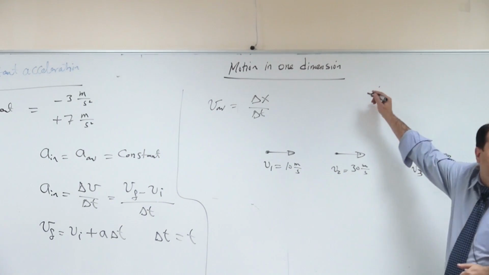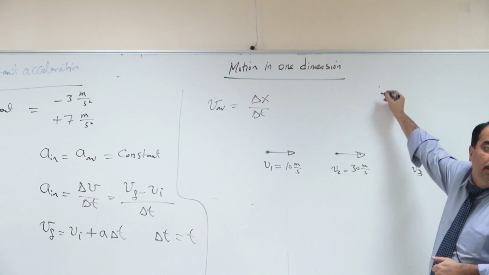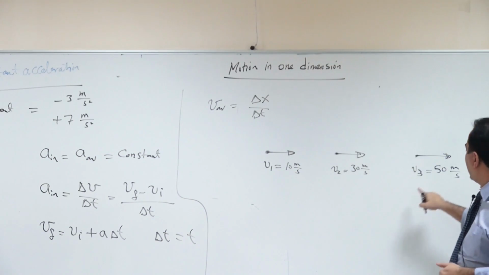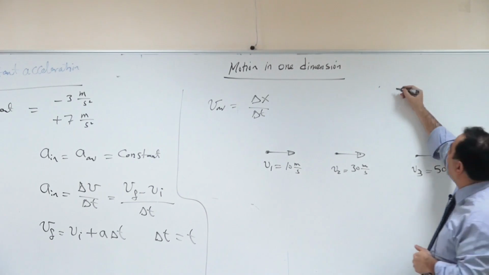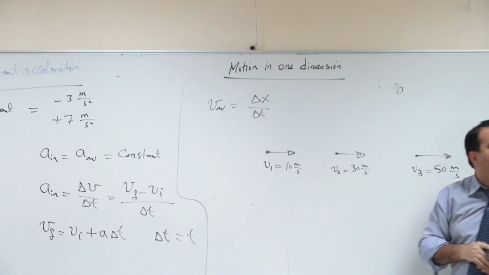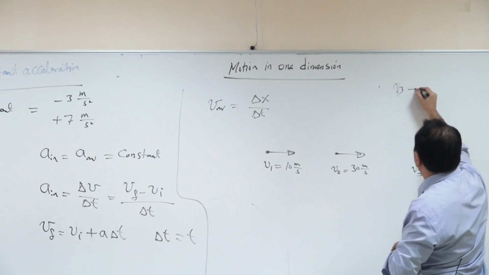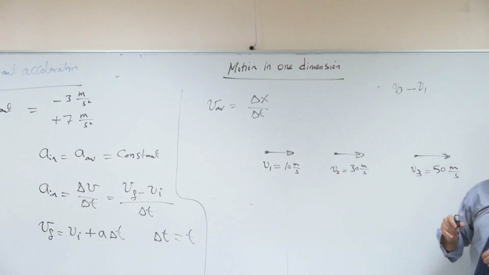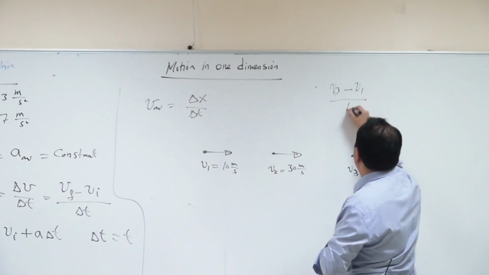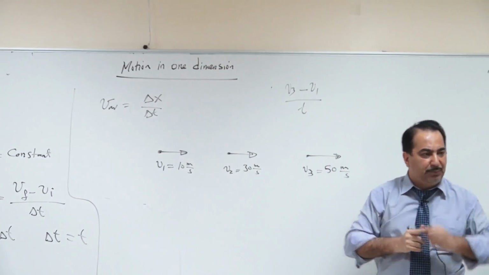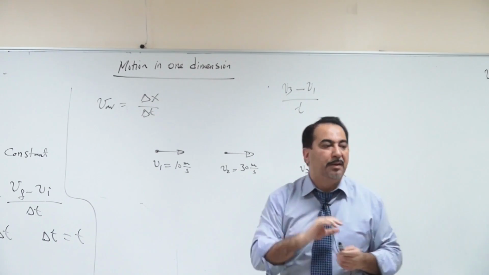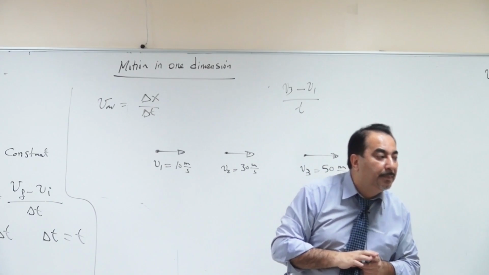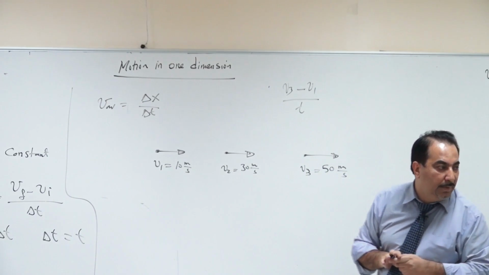Could you say it louder, please? The final velocity. So you're saying V3 minus V1 over time? Okay, over the time. This is what she said. Any other opinion?